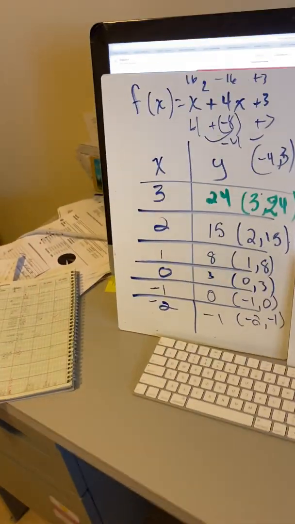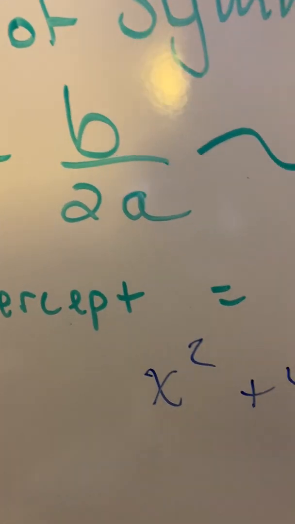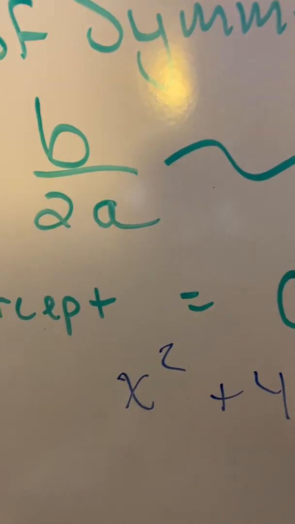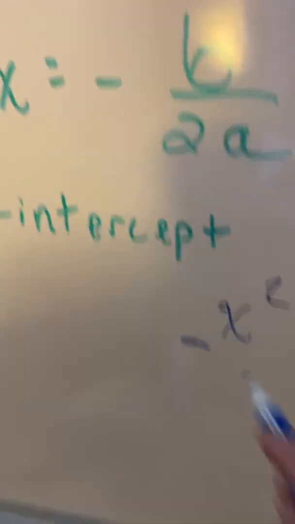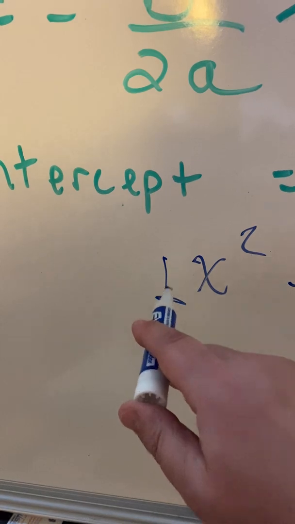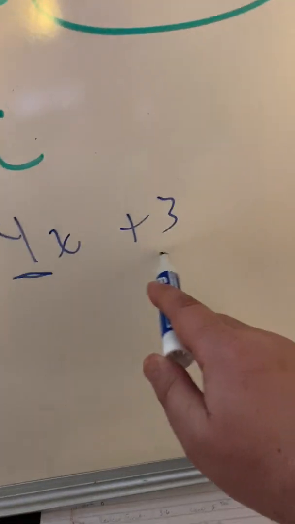Now, with our original problem, x squared plus 4x plus 3, x squared plus 4x plus 3. So if I take this, this is my a. What number is in for a? That's a 1. What's the b? b is 4. c is 3.